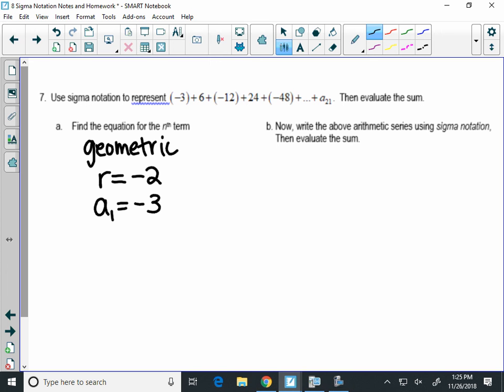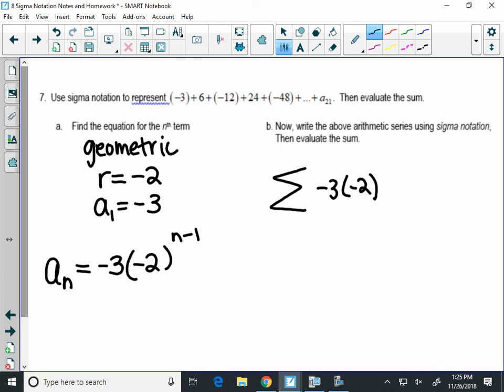So on the top of your paper is the box. Our geometric sequence formula is going to be a sub n. What would you write down? What's your equation? It's the first term, which is -3 times -2 to the n minus 1. That's pretty quick. So now the nice thing is when you get to B, when it says write sigma notation, you can write your sigma. You just write this formula right next to the sigma, -3 times -2 to the n minus 1, and we just have to figure out the index.